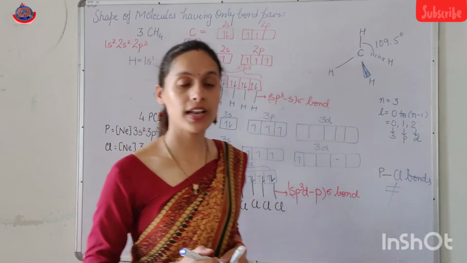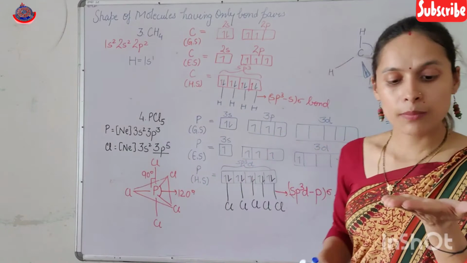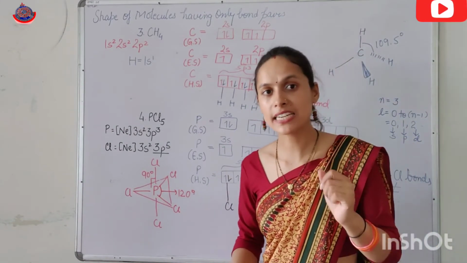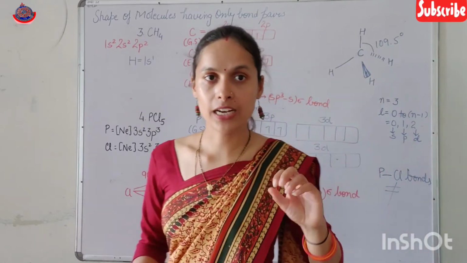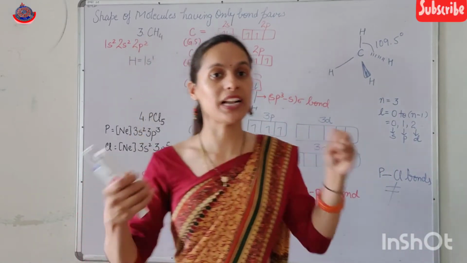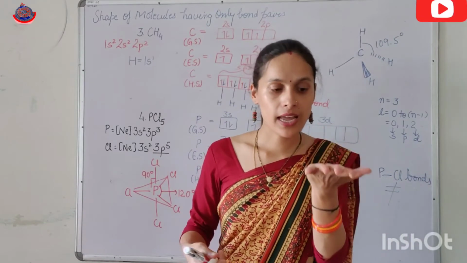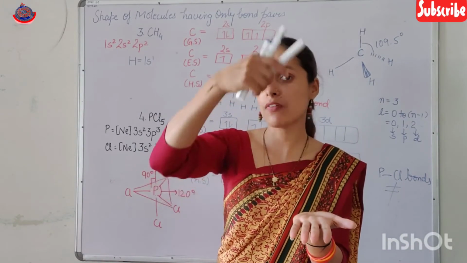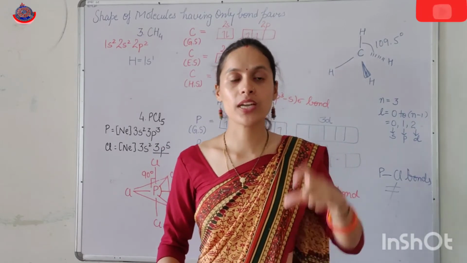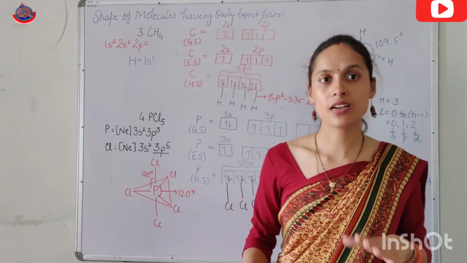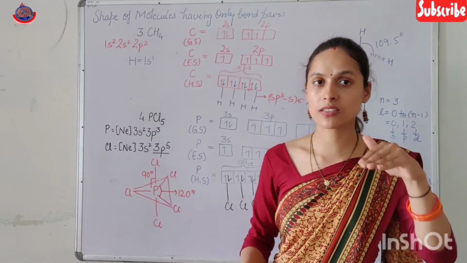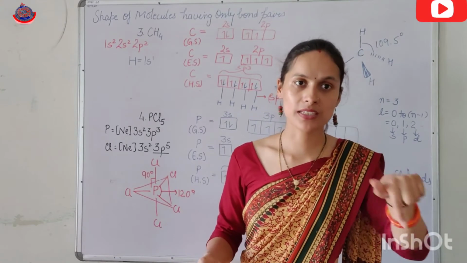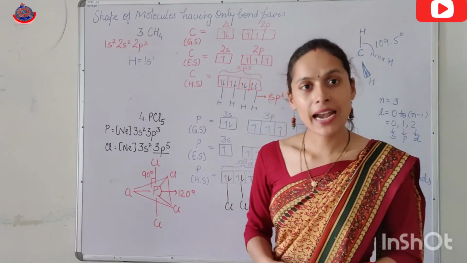Why are these not equivalent? Because in the plane, the bond angle is 120 degree, and above the plane and below the plane, that is 90 degree. Due to the small bond angle, there is a repulsion. Due to repulsion, the chlorines which are present in the plane repel the chlorines which are present above and below the plane, as a result of which the bond length which is present above and below the plane is greater than the bond length which is present in the plane.